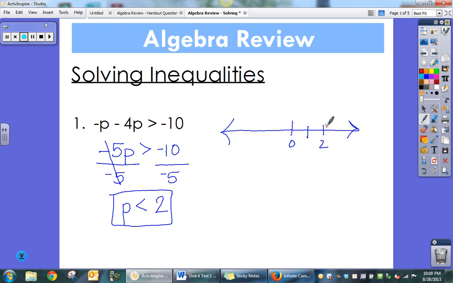Remember that I have to decide whether it's an open or a closed-in circle, and since this is just less than, not less than or equal to, it's going to be an open circle around the value of 2, and then my arrow to the left since it's less than.